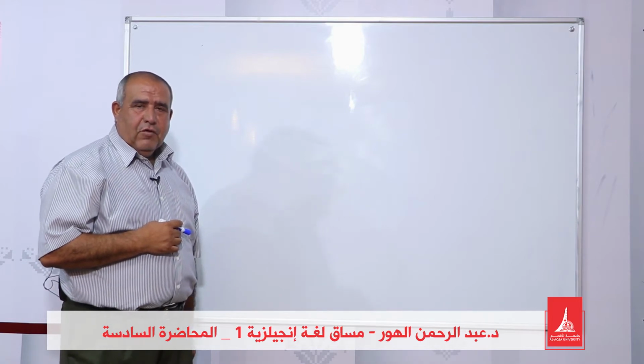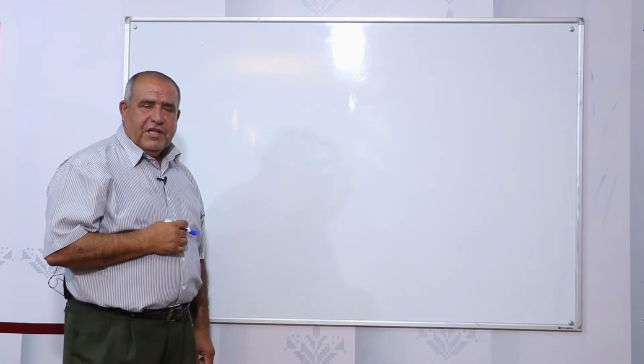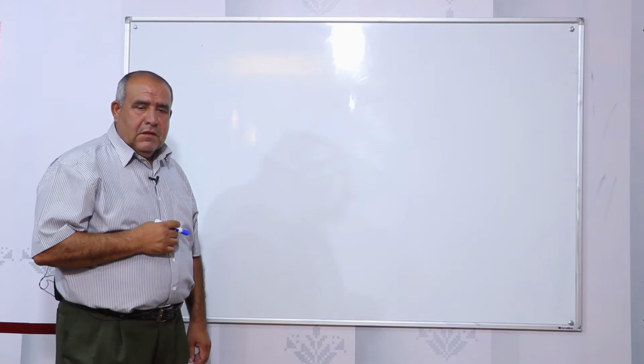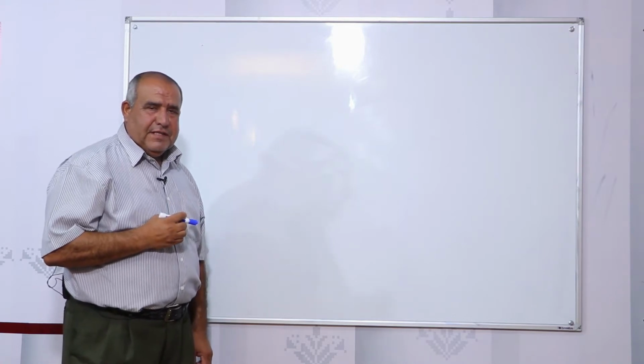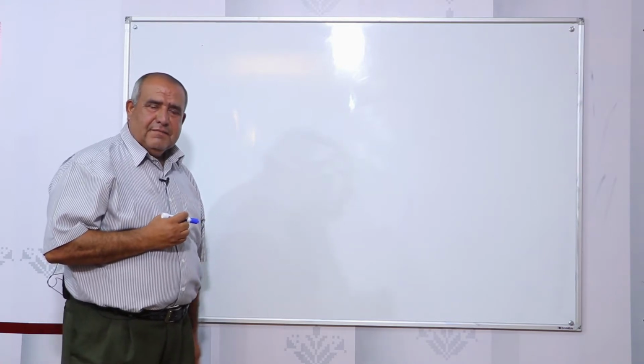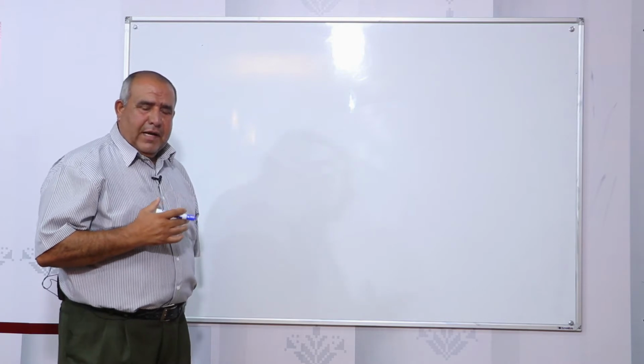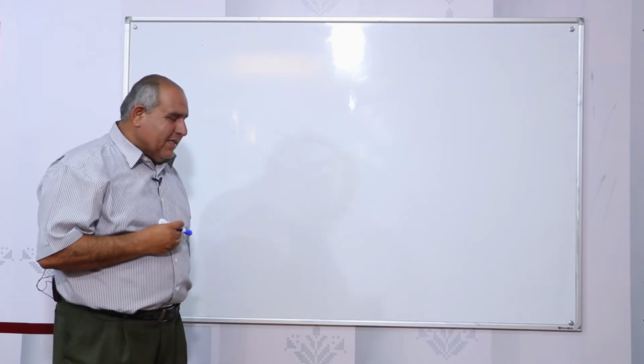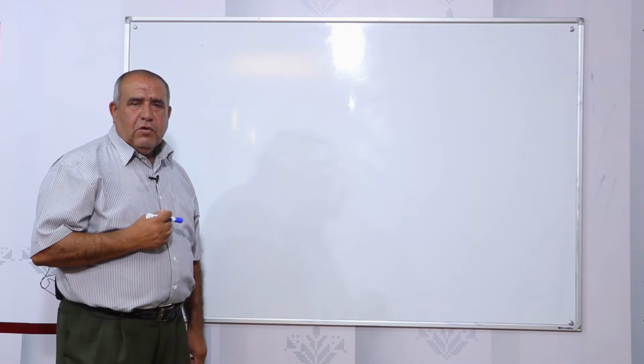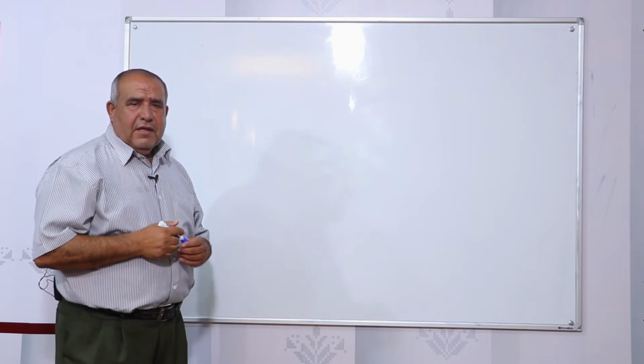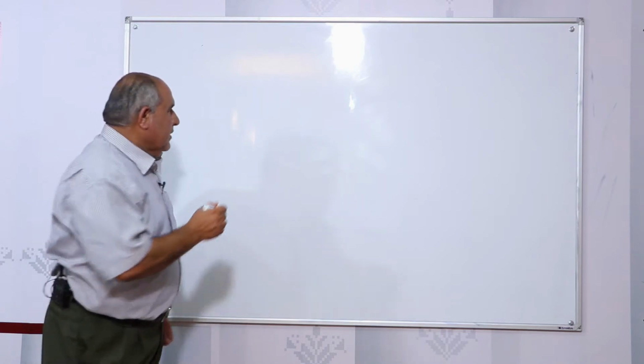This is the beginning of the grammar of unit number 3. So far we talked about the simple present tenses and all the associated tenses with the present. Today we are going to talk about the past tenses.